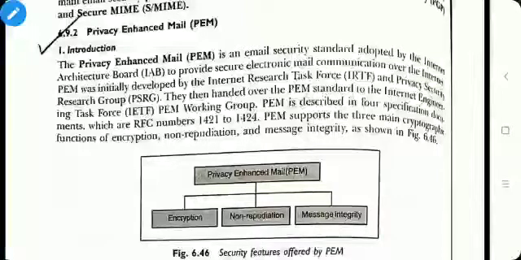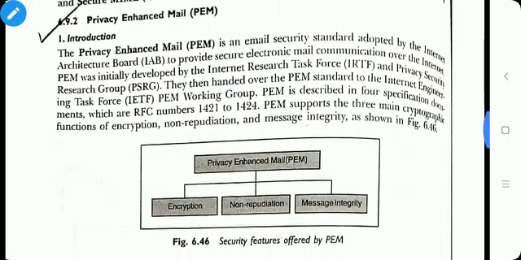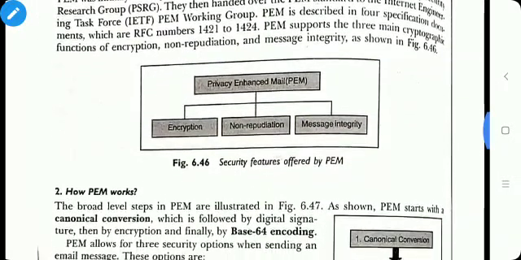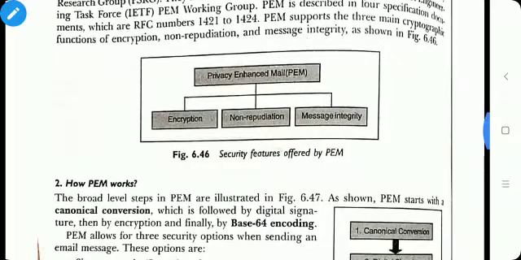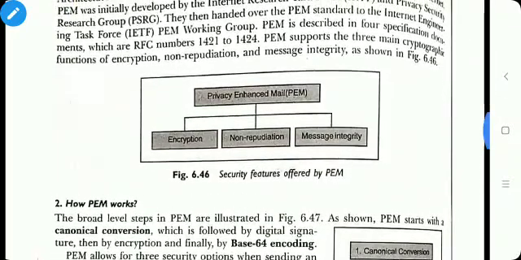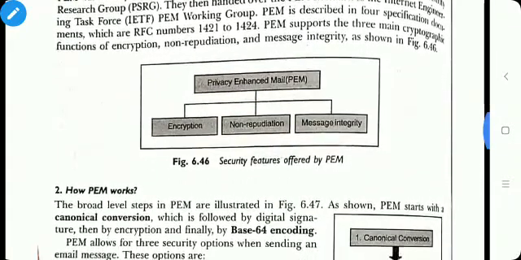Today's topic is Privacy Enhanced Mail, PEM. It is an email security standard adopted by the Internet Architecture Board. It is used to provide secure electronic mail communication over the Internet. It supports three main cryptographic functions, that is encryption, non-repudiation, and message integrity.